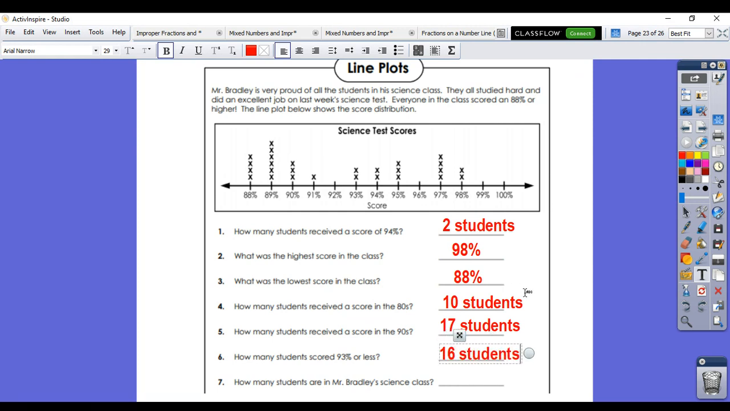If it said how many students scored below 93%, I would not count 93%, but it says 93 or less, which is like saying 93 and less. So remember when it says or and, I add it. So I count this. If it said below 93%, I would not count it, and I would just count everything below it.